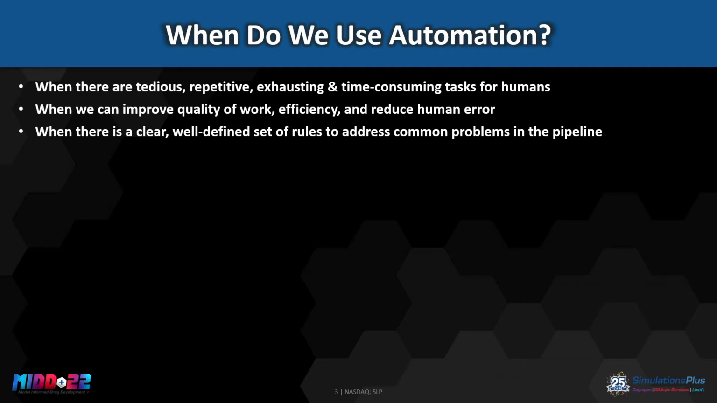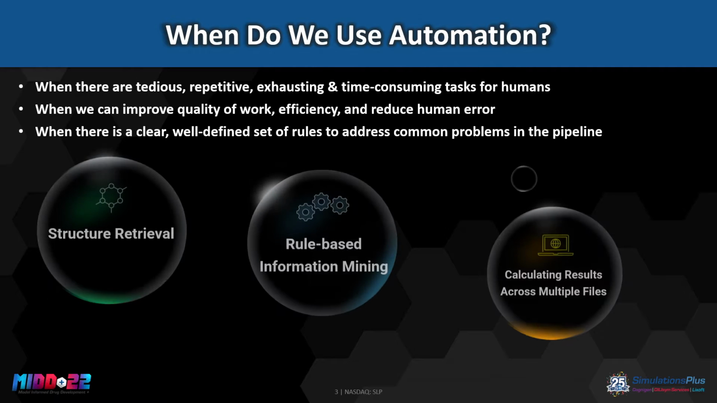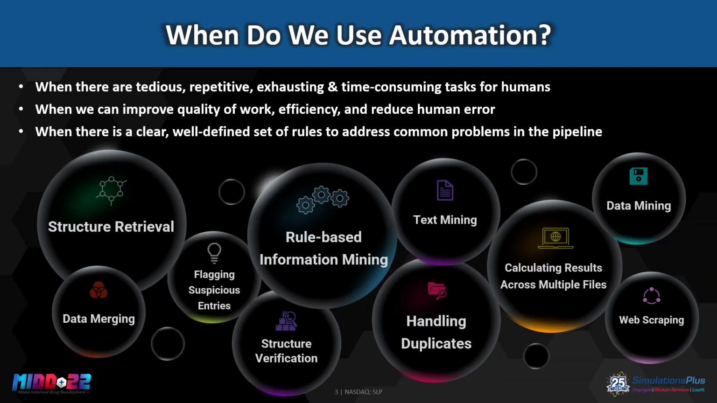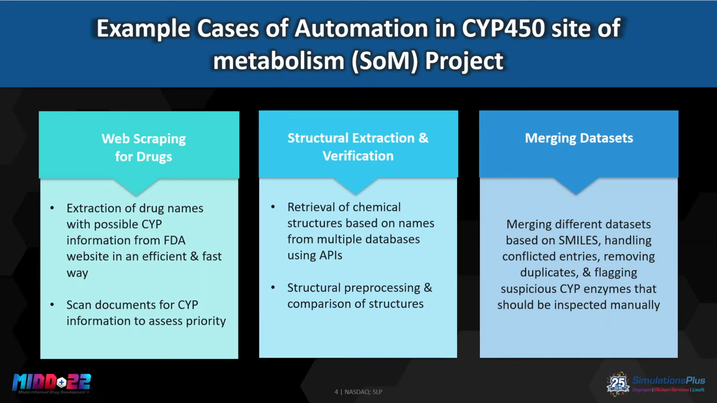We can use automation to address common problems in the pipeline that require a clear, well-defined set of rules. Below are a few example cases where we use automation in the pipeline. Like here, structural retrieval, rule-based information mining, handling duplicates, flagging suspicious entries, and so on. I'm going to show 3 use cases of automation from a project that we were previously working on, which is the site of metabolism for cytochrome P450 project.